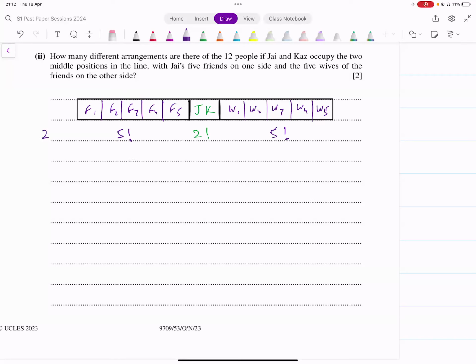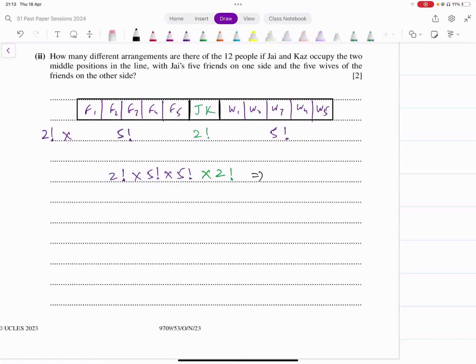So we multiply the whole thing by 2 factorial or just 2 because of that as well, because it's possible that friends are on the left side, or the wives are on the left side and the friends are on the right side. That's also possible. So what we get from this is 2 factorial into 5 factorial into 5 factorial for the friends and their wives. And then we have the middle 2 factorial for the host couple. And that's going to give you the result.